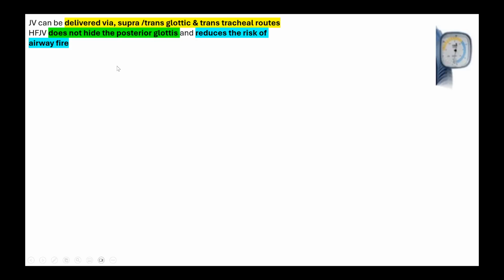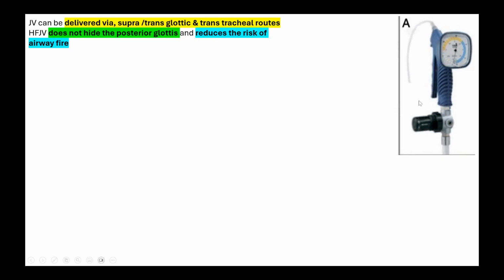So jet ventilation can be delivered via supraglottic, transglottic and transtracheal routes, and high pressure, high frequency jet ventilation does not hide the posterior glottis and reduces the risk of airway fire. And this is what is called the manual jet. This is the high pressure connection to it, and you have a dial to show exactly what pressure is being delivered. And this long handle you see is what is called the toggle handle. By pressing it fully, you will deliver at a very high pressure.